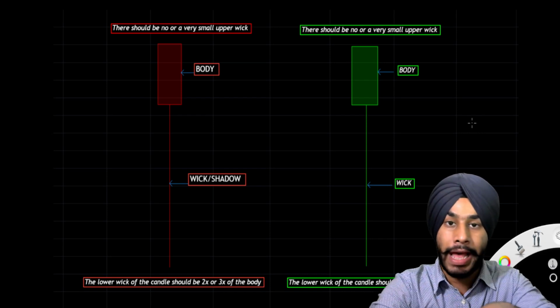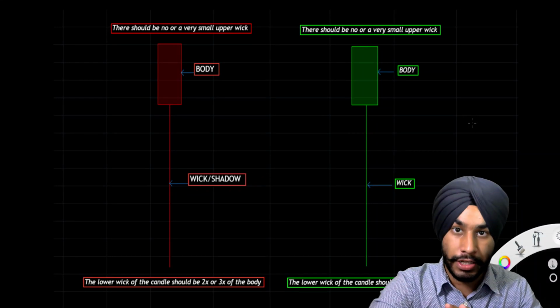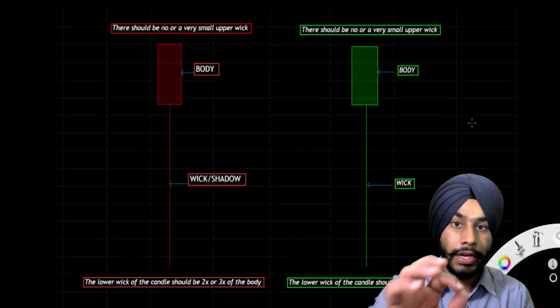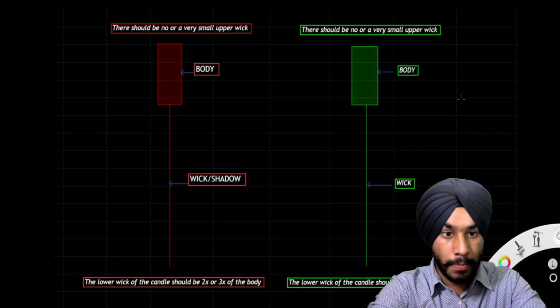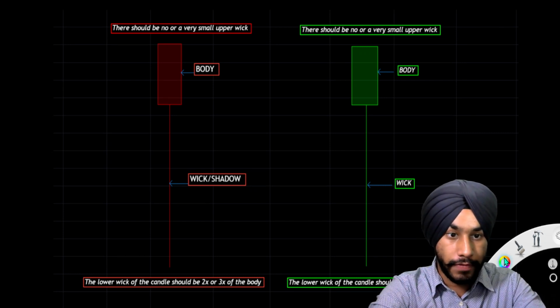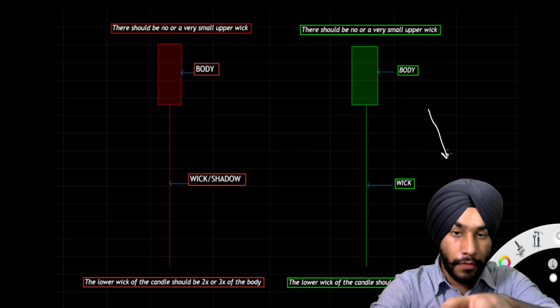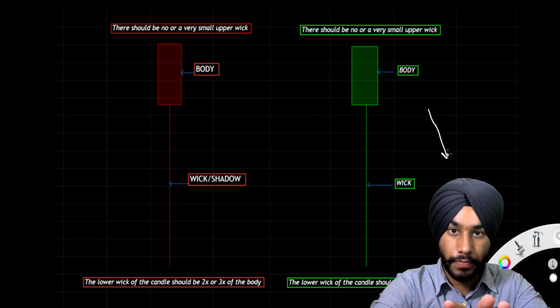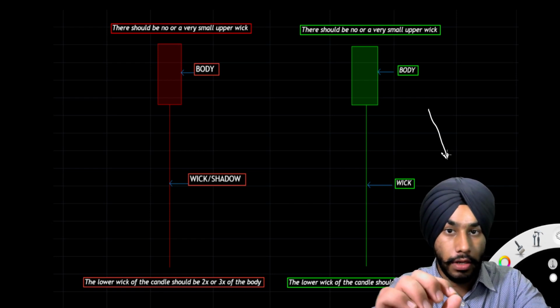ये दोनों ही hammer हैं. These both candlesticks are called hammer candlesticks. The only difference is where they appear. Suppose the market is going down. I'll choose a different color. So the market is going down, and suddenly one of these candlesticks appears. It can be red or it can be green.